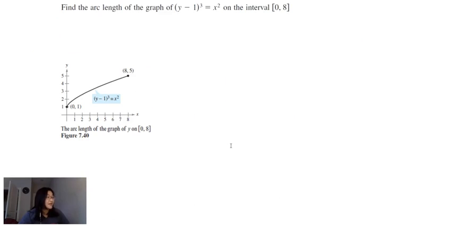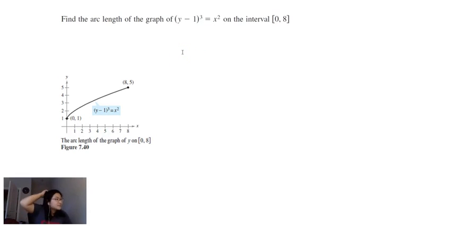How would we find the arc length of this thing on this interval? Do we want to do this in terms of x or in terms of y? Well, looking at it, it might be more straightforward to do this in terms of y, because this is kind of like containing our y, so it would be much easier to just use a square root. So we have square root of y minus 1 cubed equals x. And so now we have a function in terms of y.